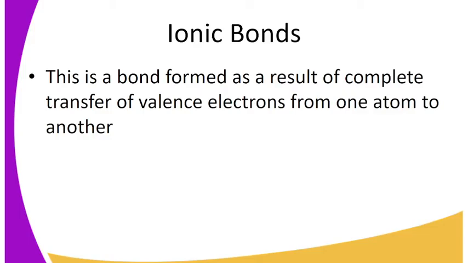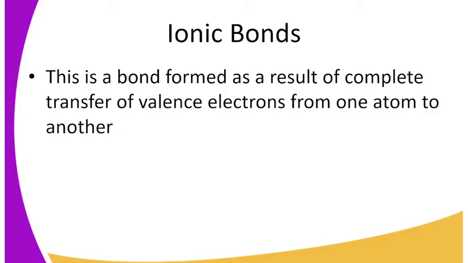When atoms of the same or different elements combine during a chemical reaction, a force of attraction develops between them. The force of attraction holds the particles together and it's called a chemical bond. Chemical bonds hold the particles of a substance together and they form a certain kind of pattern called a structure.